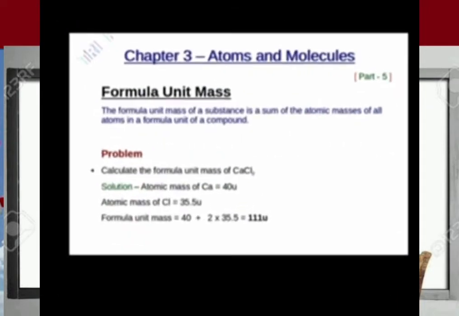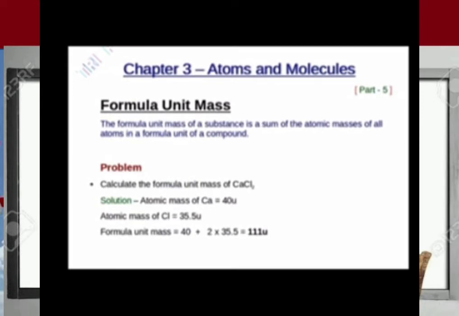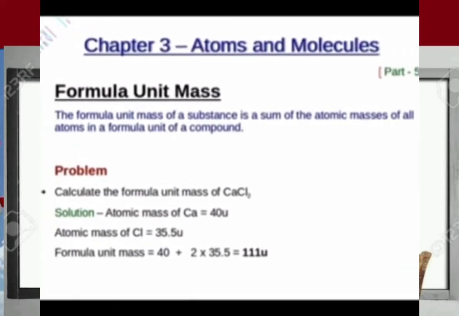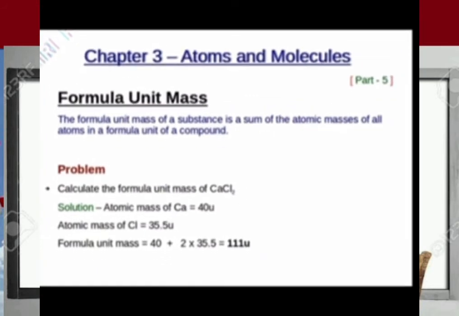The next one, the formula unit mass. What is formula unit mass? The formula unit mass of a substance is the sum of the atomic masses of all atoms in a formula unit of a compound. The sum of the atomic masses of all atoms in a compound.